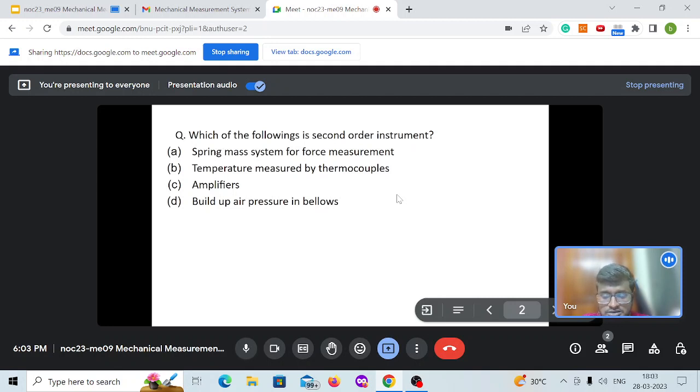A, spring mass system for force measurement. B, temperature measurement by thermocouples. C, amplifiers. D, build up air pressure in bellows. So we have 4 examples and we need to find out which is the second order system.